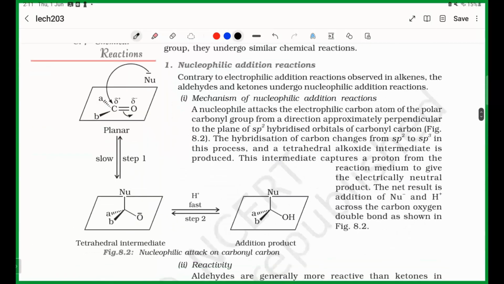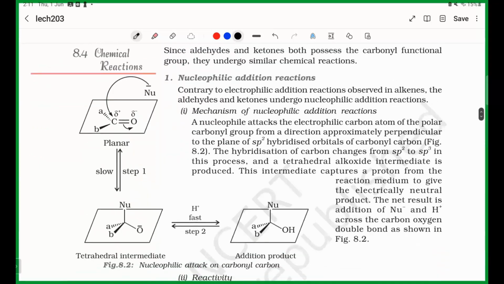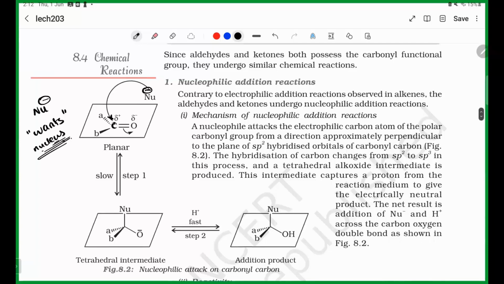Then you have reactions of aldehydes and ketones. So this is nucleophilic addition. So what is a nucleophile? Some people might get confused between what a nucleophile and an electrophile are. A nucleophile is something you can think of as wanting a nucleus. That's an easy way to remember what a nucleophile does. It wants the nucleus, so in this context it is trying to attack the carbon. What does the nucleus mean? It means the one with the delta plus charge. And similarly, an electrophile you can think of as wanting electrons. By nucleus, I mean the protons, which are positive charges, so it will be attracted to some sort of negatively charged atom.